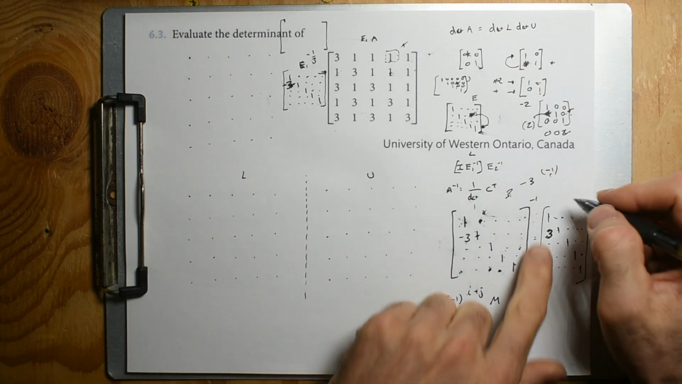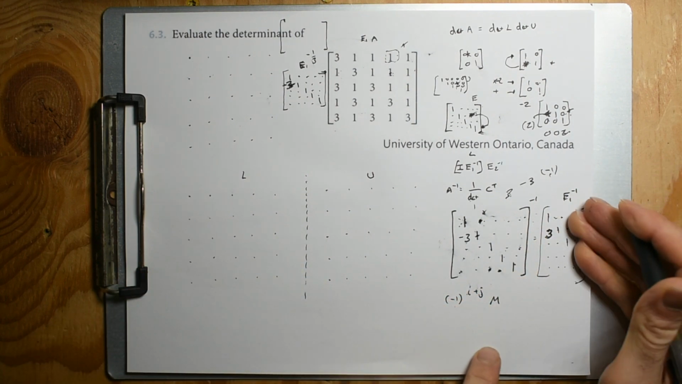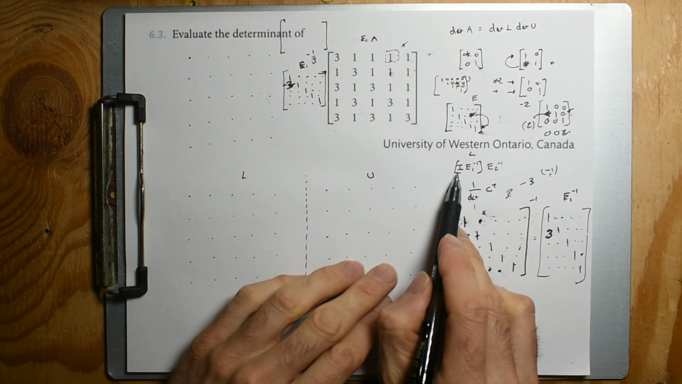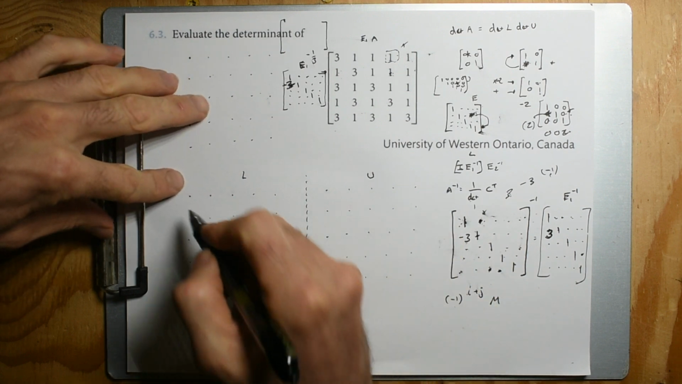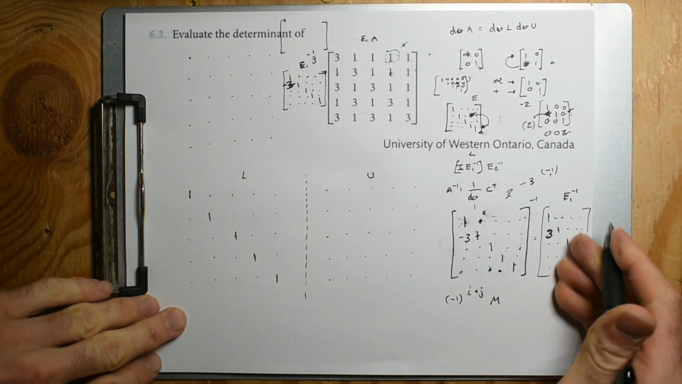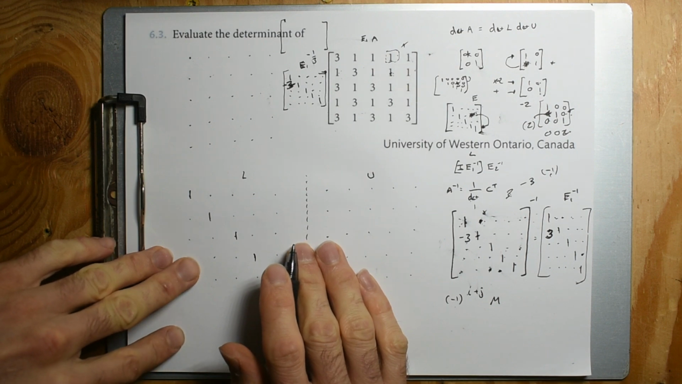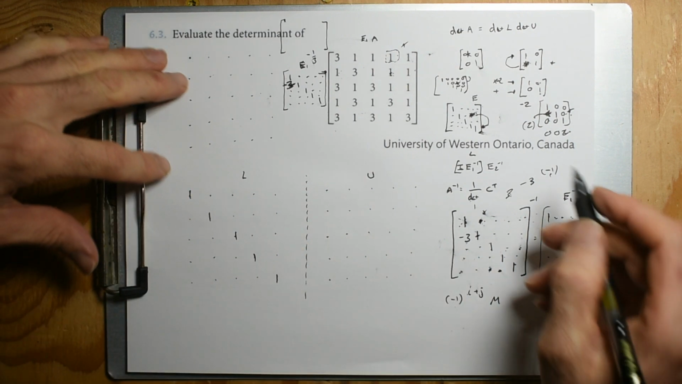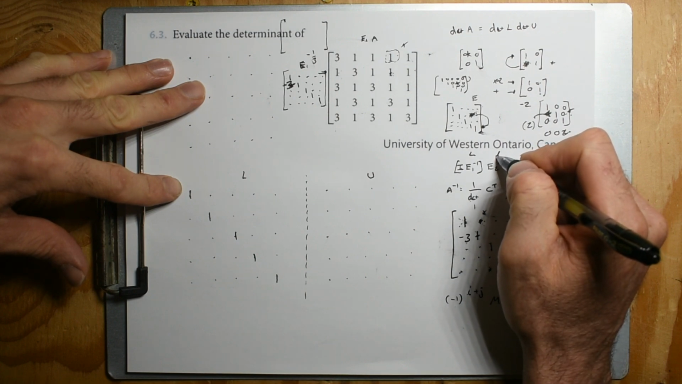Alright, so this is E1 inverse, and like we said, our lower is going to be this identity. We're going to start with the identity matrix, and then start building upon it. And this is where I think, does it matter?